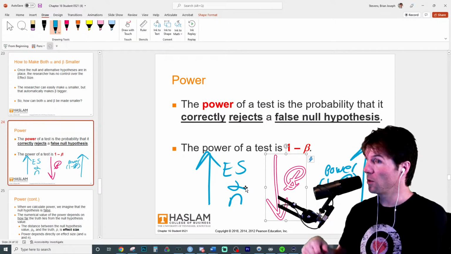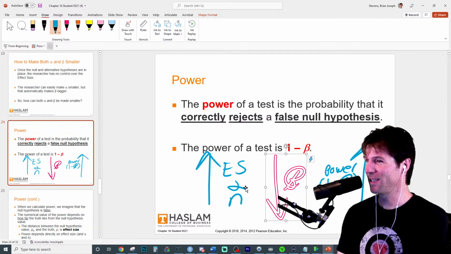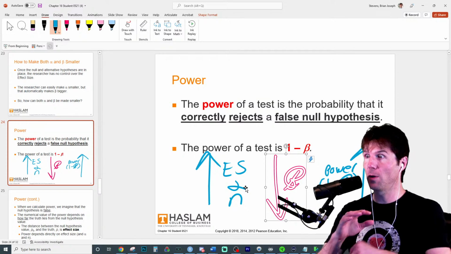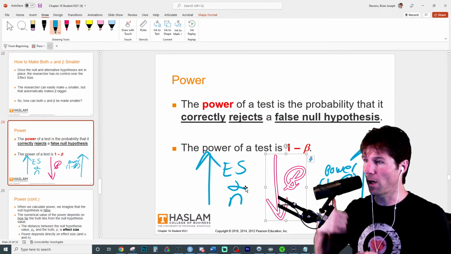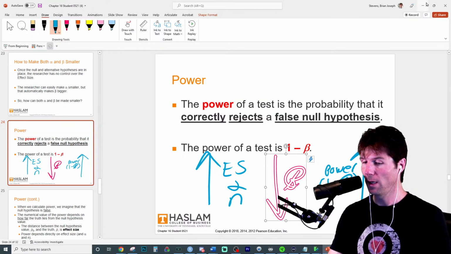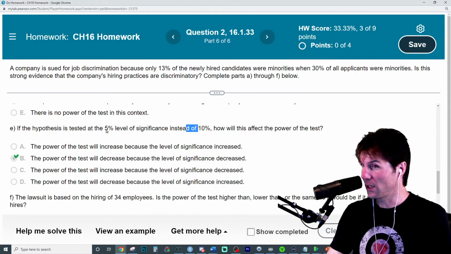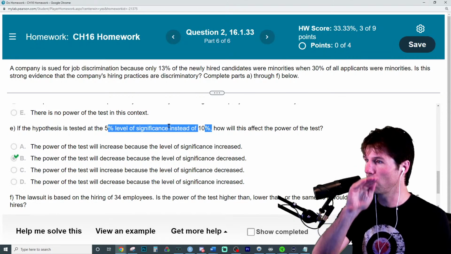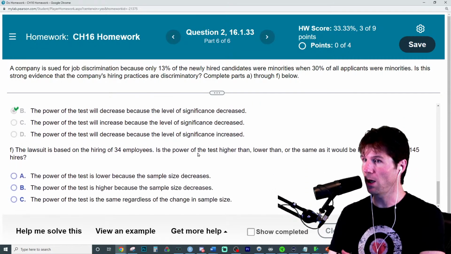There are 3 components to power. You don't just do a math, well, I guess you could. We don't have you do power calculations here, but it's not just alpha that impacts power. It's effect size, sample size, and alpha. So if you decrease alpha, going from a 10% to 5% significance level, you will decrease the power of your test. Increasing alpha increases power. And that's a very good question right there. Pretty tricky, because they're saying the test is tested at the 5 instead of the 10, so they're decreasing alpha. You were at 10, you're going to 5, decrease of alpha, decrease of power. Great work and good practice right there.